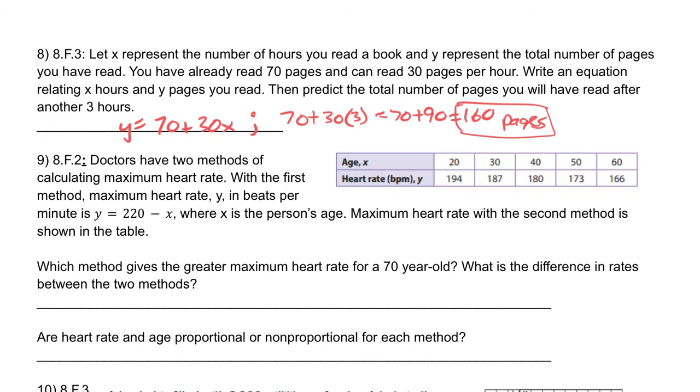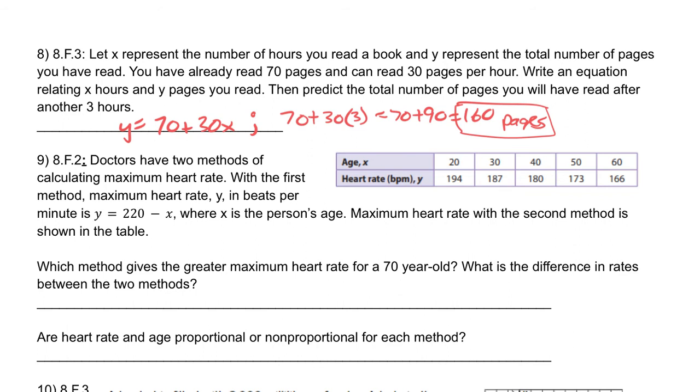There you go. Doctors have two methods of calculating maximum heart rate. With the first method, maximum heart rate, which is y in beats per minute, is y equals 220 minus x, where x is a person's age. Maximum heart rate, the second method, is shown in the table. Which method gives a greater maximum heart rate for a 70-year-old? What's the difference in rate?